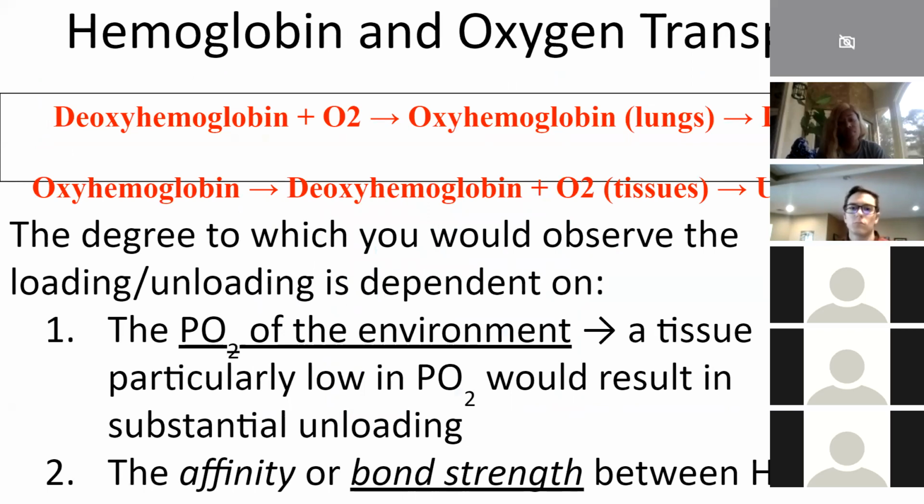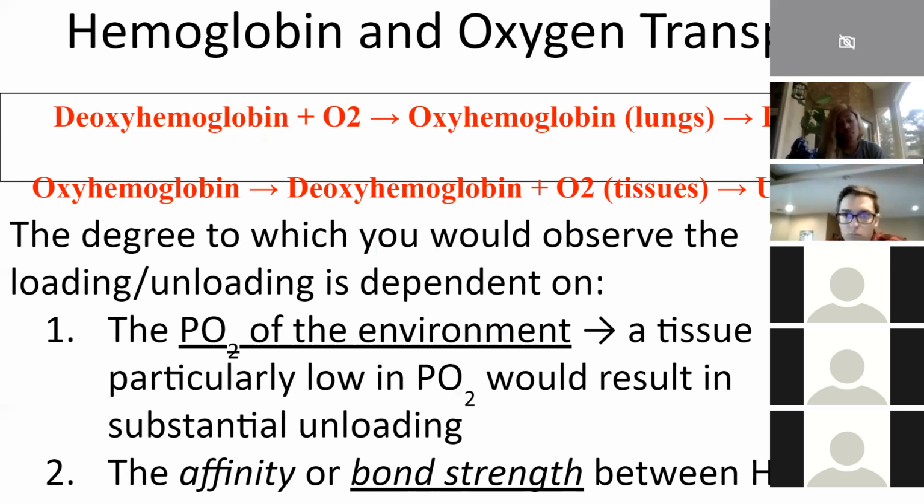But the idea here is that with these oxygen hemoglobin dissociation curves, we can keep track of whether oxygen is in a loaded state, on the hemoglobin, or if it's unloaded and off of the hemoglobin. There are two basic reactions that are important. There's a loading reaction where deoxyhemoglobin is converted into oxyhemoglobin. And then there's a conversion of oxyhemoglobin to deoxyhemoglobin, which is an unloading reaction.